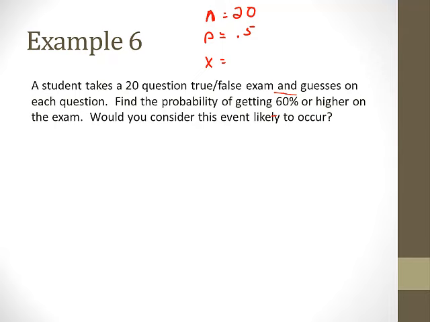So how many would I have to get? I need to find 60% of 20, 0.6 times 20. Hopefully this is not too bad for you. You get 12. So I could have asked the same question and said, find the probability of getting 12 or higher? So let's crunch this out.